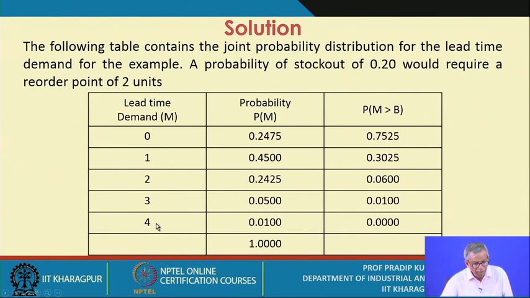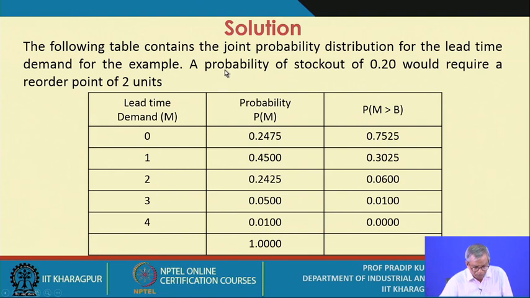Obviously, if you have the safety stock as 4 units, what is the probability that there will be a stockout? This is the stockout probability. So the stockout probability obviously will be 0. Whereas if you keep the safety stock as 3 units, there is a probability of 0.01 that there could be a stockout. Okay, so this is the interpretation.